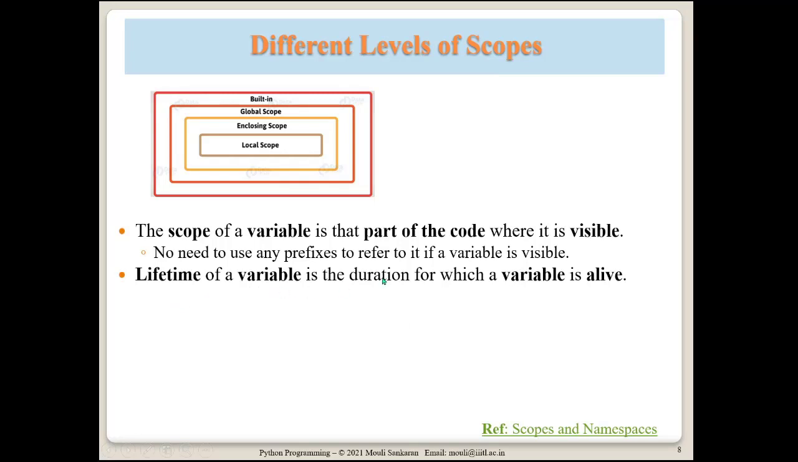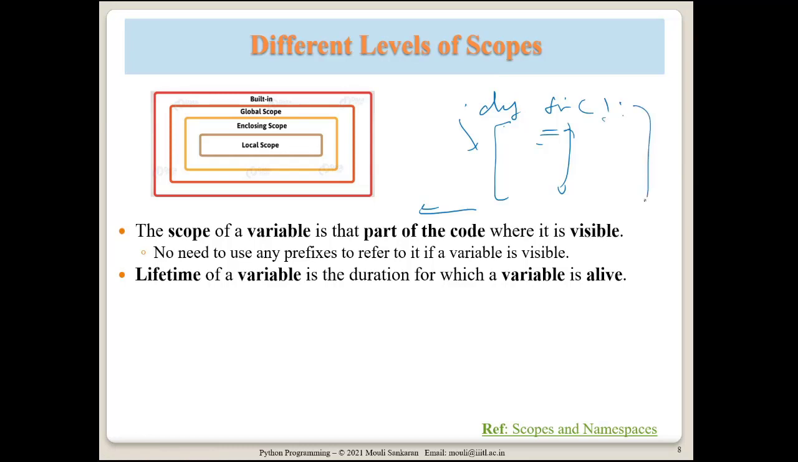Lifetime of a variable is the duration for which a variable is alive. So a lifetime is similar to C function lifetime. We say that inside a C function, the local variables are alive as long as you are inside the function. Once you exit from this, the local variables are gone. The locations reserved for them are gone. They are in the stack. That's what we learn in C.